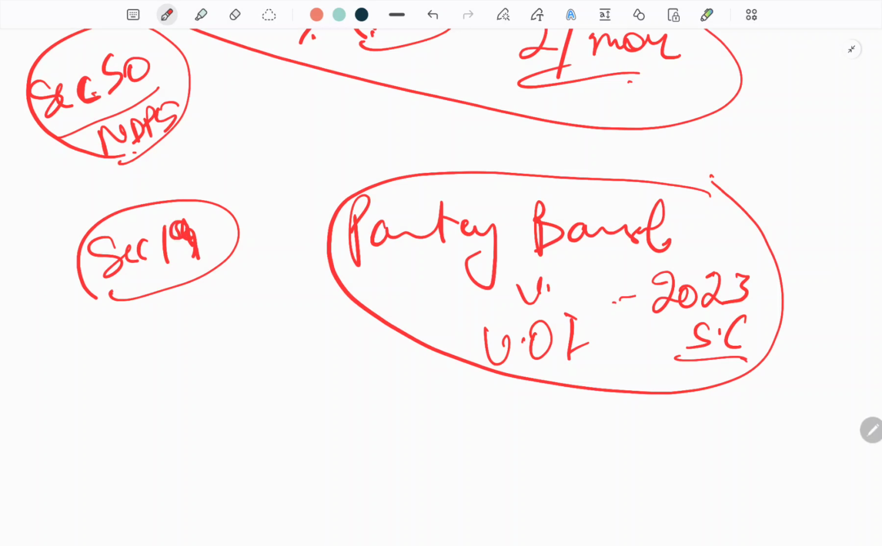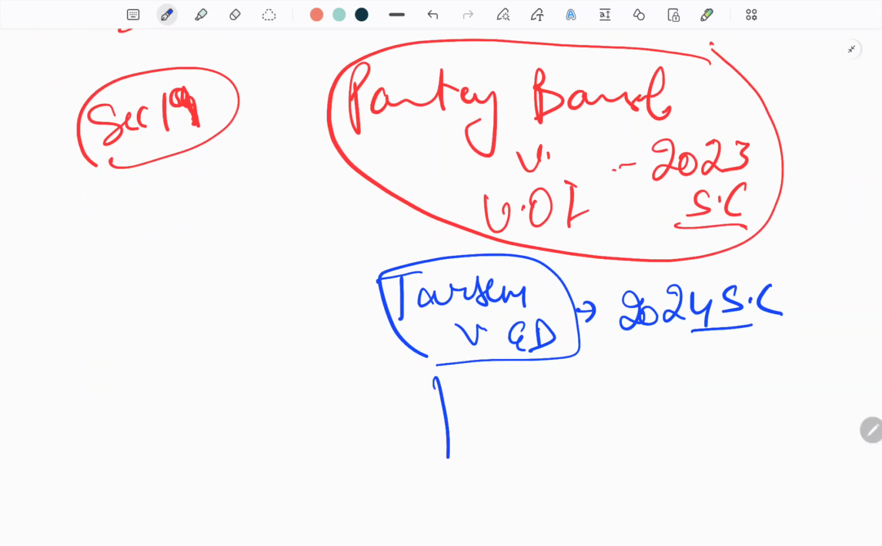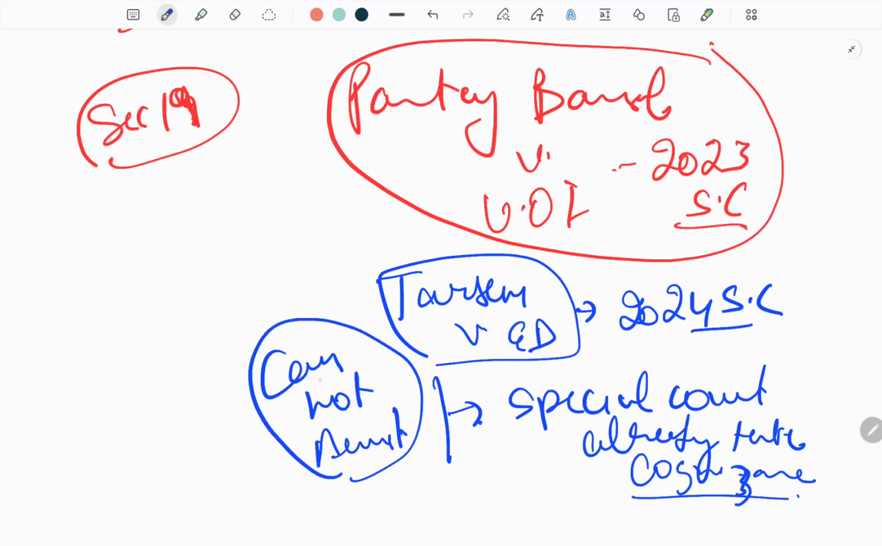There is one other judgment on it, that is Tarsem versus ED, 2024 Supreme Court, which says if, let's suppose, the special court has already taken cognizance of the money laundering offense against the accused, now ED cannot arrest that accused. ED does not have the power to arrest that person, because the summons has already been issued by the special court and cognizance has already been taken. It is held in the judgment Tarsem versus ED.